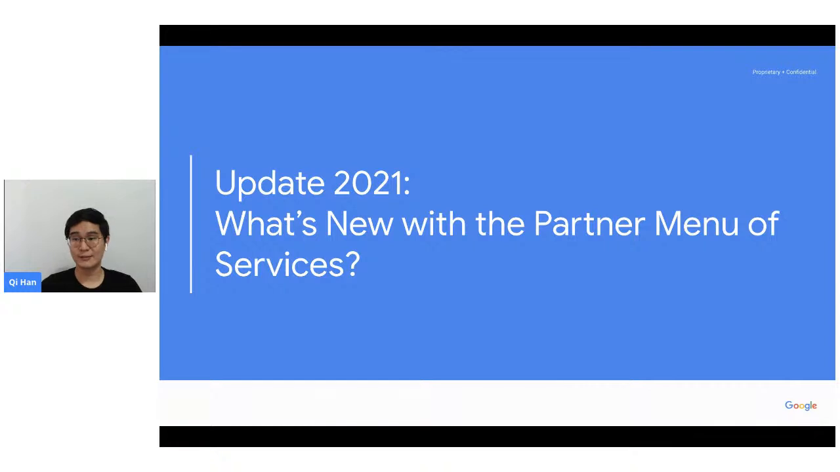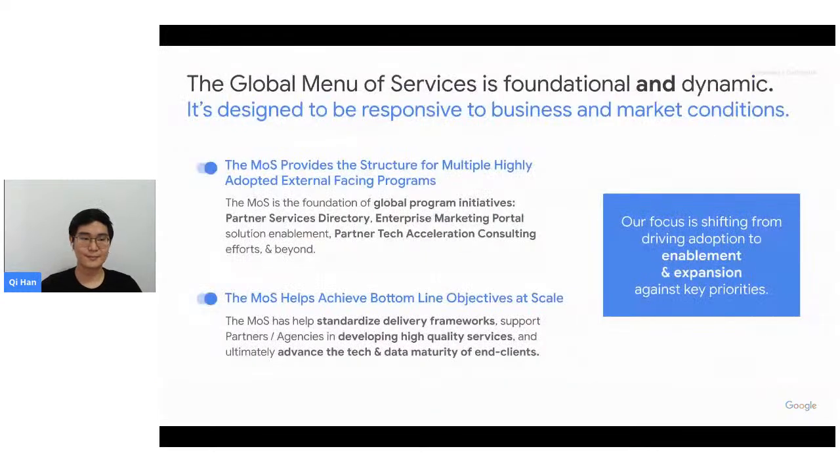In 2021, we decided to make a bit of a shift in the MOS. So like any component of our partner infrastructure, it is important that we keep updating and refreshing it. So we built on the foundational nature of the very first iteration and made it more dynamic to respond to new products, to new ecosystems, and especially around privacy and evolving market conditions. Another one of our focuses is shifting from adoption of the MOS to actually using it to drive enablement and expansion against key product priorities.